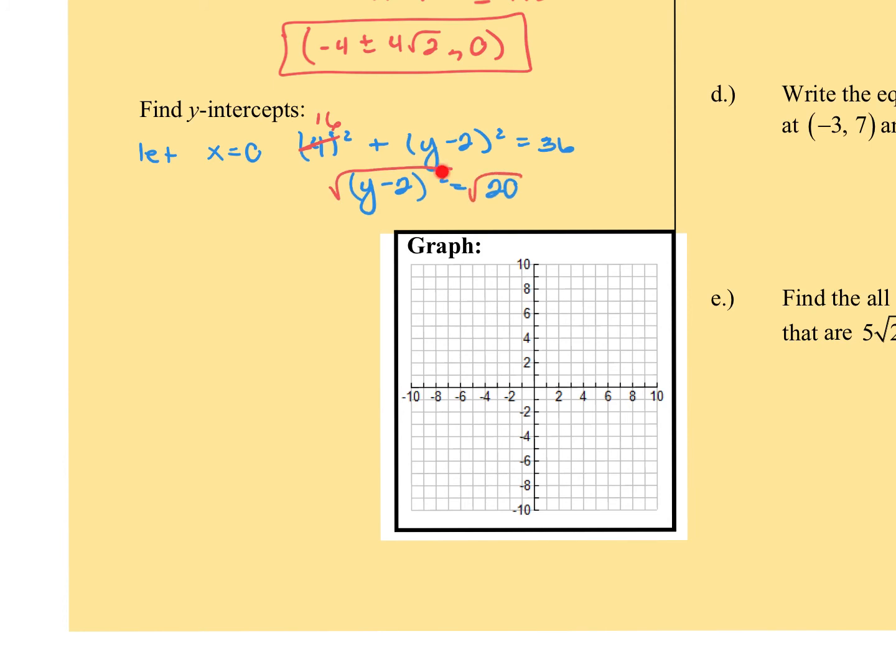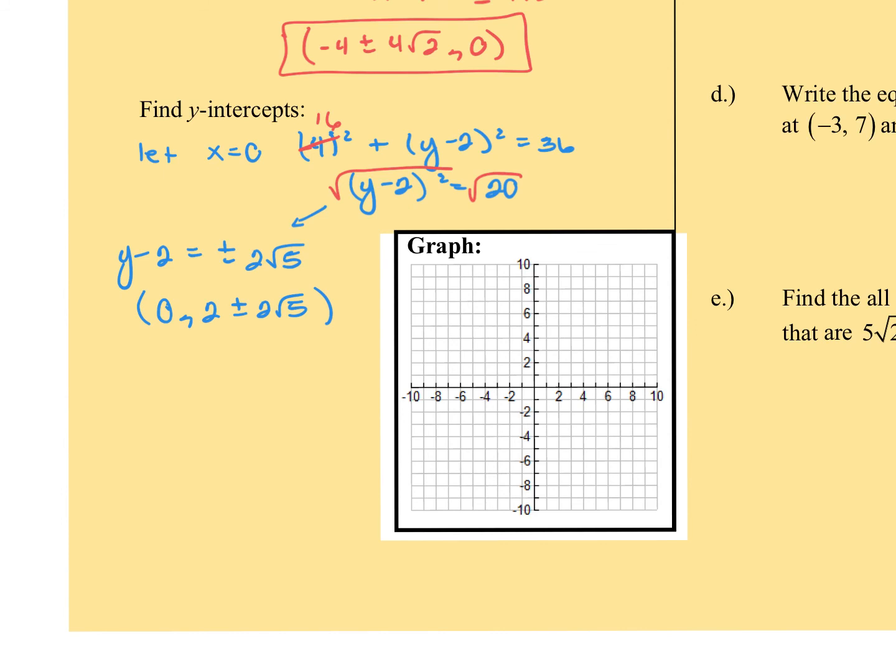I'm just telling you guys, lots of times students try to expand this whole thing out, and you're making a whole bunch of work for yourself when you do that. So recognize when you can use those square roots. That's going to give us a y - 2 equals a plus or minus, and then simplify that radical of 20 to a 2 square root of 5. So my y-intercepts become 0, 2 plus or minus 2 radical 5.